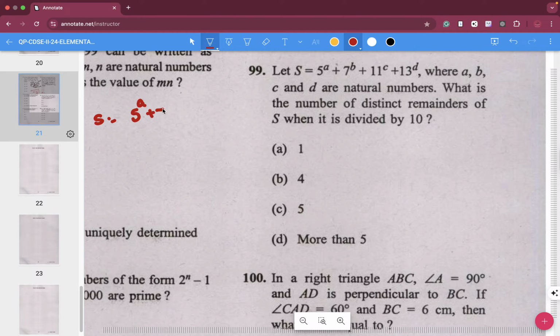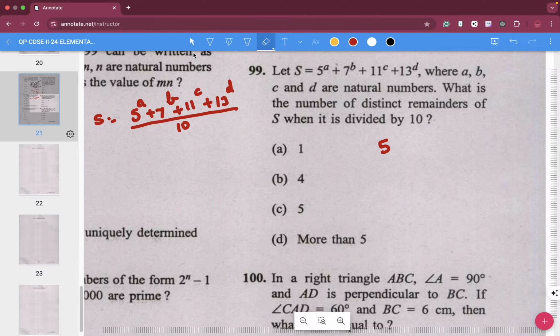5 raised to the power A, 7 raised to the power B, 11 raised to the power C, 13 raised to the power D, when divided by 10. So we can write 5 raised to the power A divided by 10. What is the remainder in that case? It will always be 5. So one number, 5, is fixed.